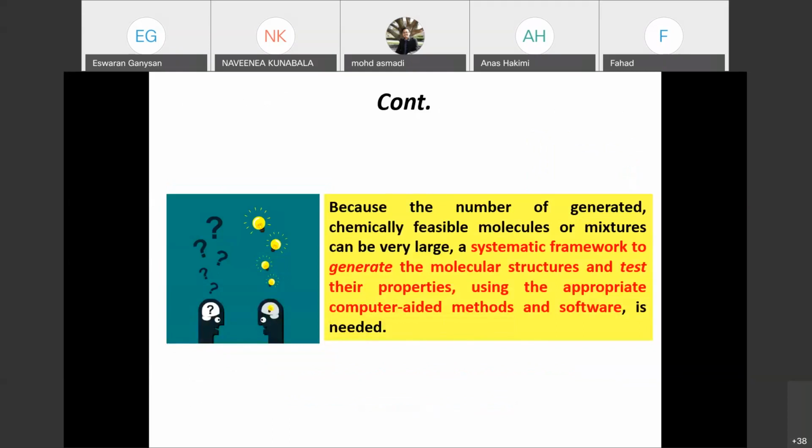So if you look here, the number of generated chemically feasible molecules or mixtures can be very large. You have to remember that if there are many molecules, we need a systematic framework. That's why we use software to generate the molecule structure and test their properties, and then you verify by using an experiment. This is the thing that you have to do later.